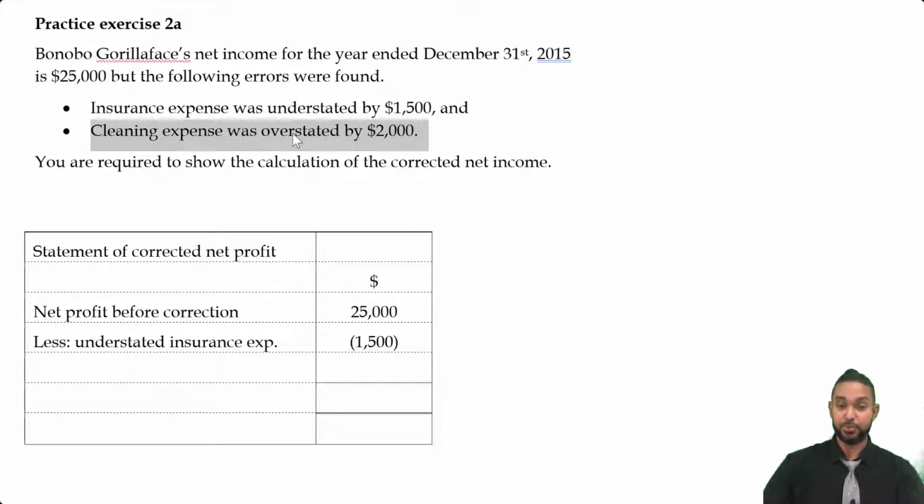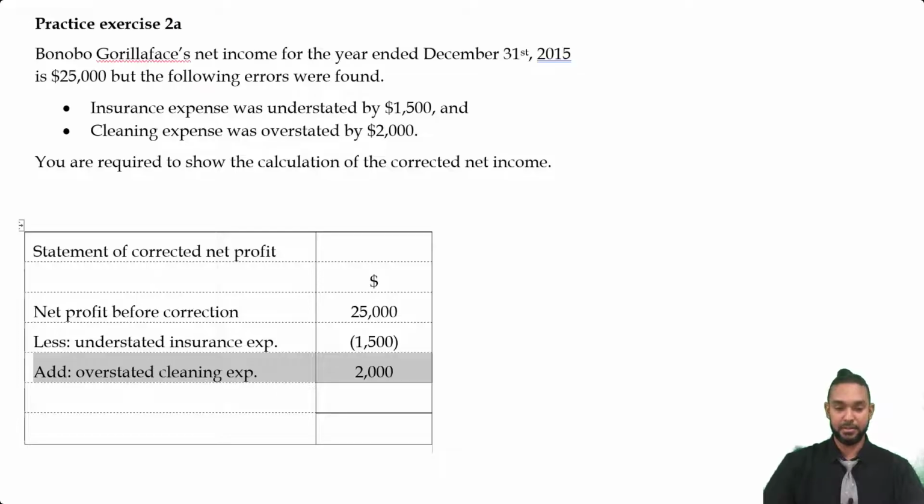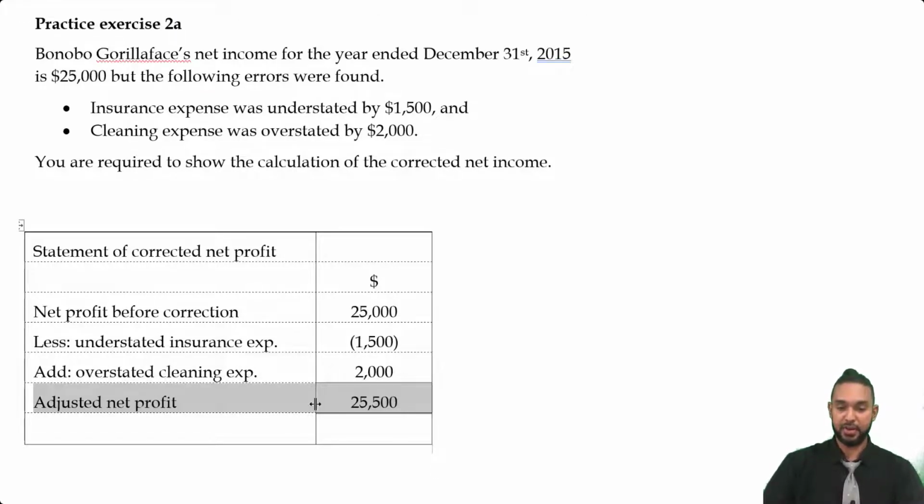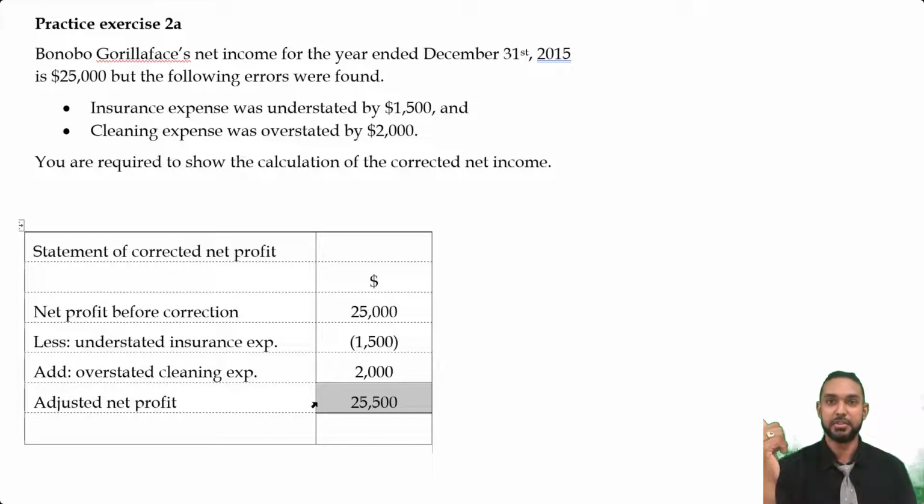Conversely, the cleaning expense, which was overstated, means it was too high. If your expense is too high, to fix it, you have to decrease it. And when you decrease expenses, profit is going to go up. Remember, they move in opposite directions. So we're going to have to add the overstated amount for the expense there. And when you run your arithmetic, you get 25,500. Okay. All right. So now let's get to the returns items.